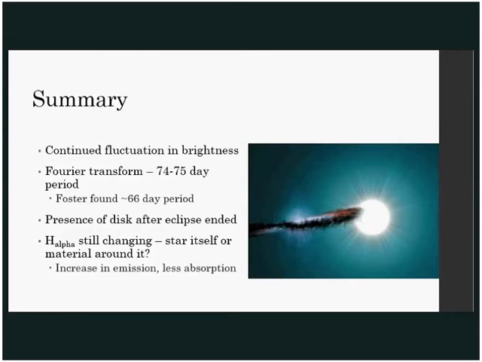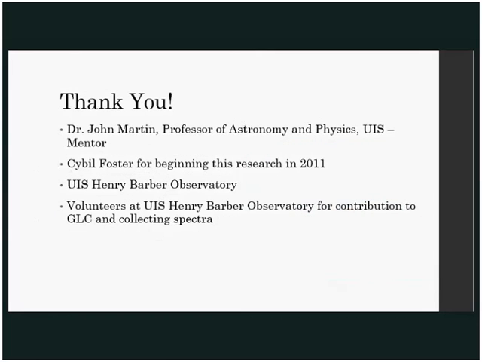So in summary, with Epsilon Aurigae, there has been a continued fluctuation in the brightness. I performed a Fourier transform which showed that there was a 75-day period in the brightness of the star. The potassium-1 line showed that there was still presence of the disk even after the eclipse ended, months after. And we've also noticed that H alpha is still changing. One thing we aren't sure of is if it's the star itself or the material around it, since there's an increase in the emission and then there's less absorption. So, thank you.